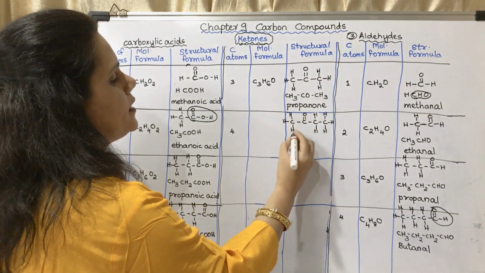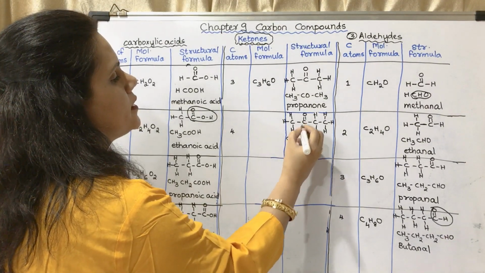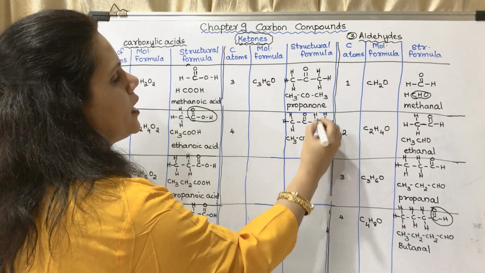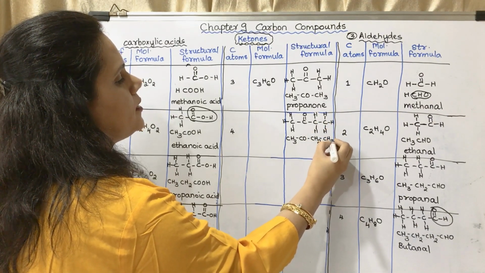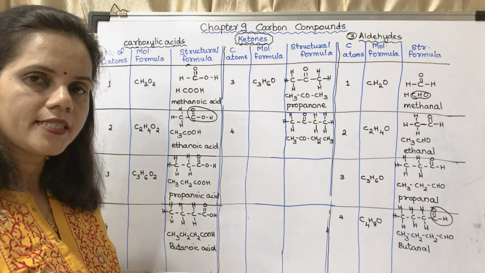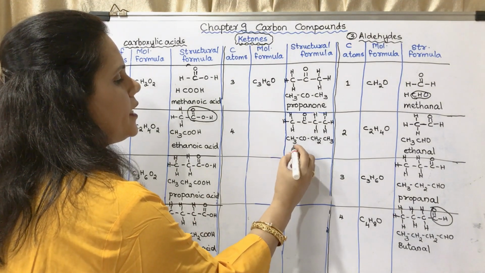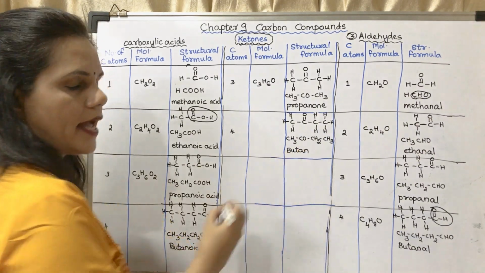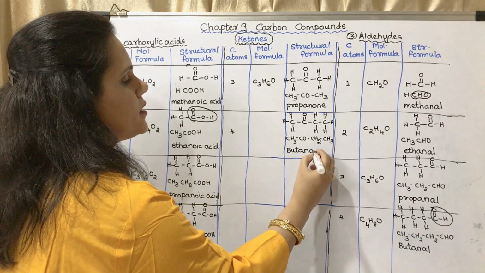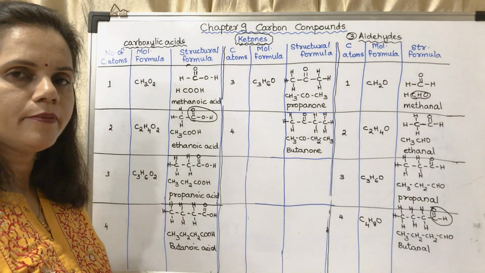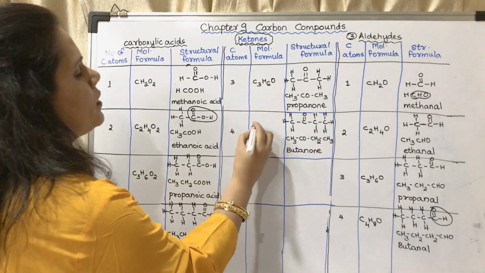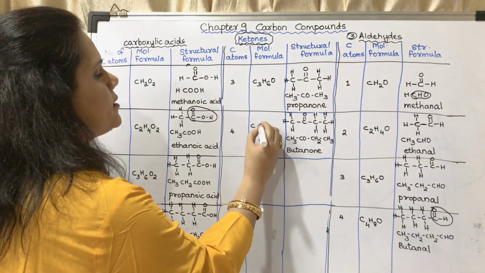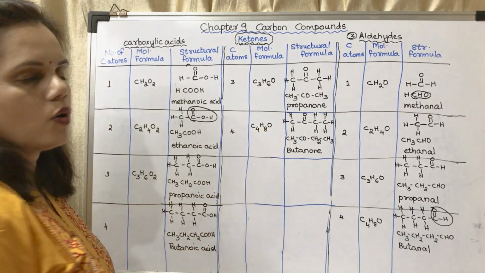It will be CH3, okay, with CO. Okay, this will be CH2 and the last one will be CH3. Okay, this will be the condensed structural formula. And what will be the name? How many carbon atoms? 4. So it will be butan. What is the suffix? The suffix is ONE. So it will be butanone. Okay. Now what will be the molecular formula? C4. How many H are there? It is 8, H8 and 1 O.